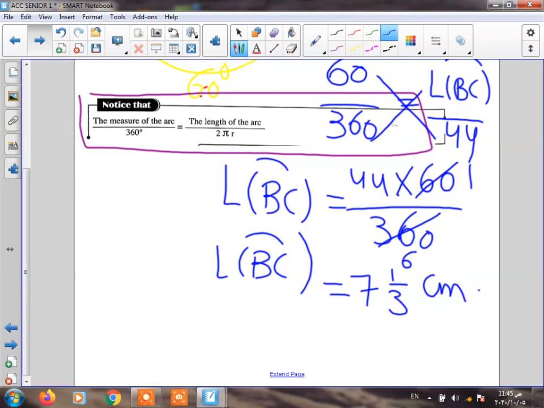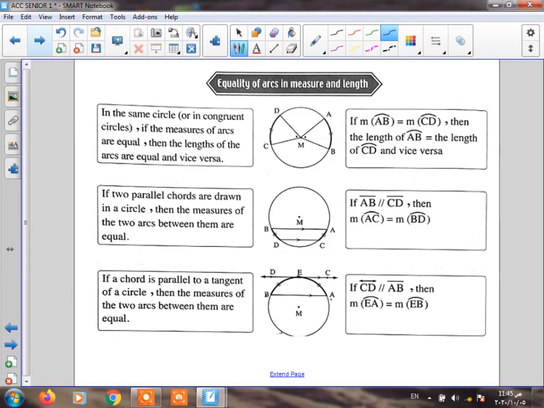Okay? The second idea: we will revise a very important idea about arcs, central angles and inscribed angles. If the measure of arc AB equals the measure of arc CD, then of course the length of arc AB equals the length of arc CD, and vice versa. That means if the length here equals the length here, the measure equals the measure, and of course the central angle equals the central angle.